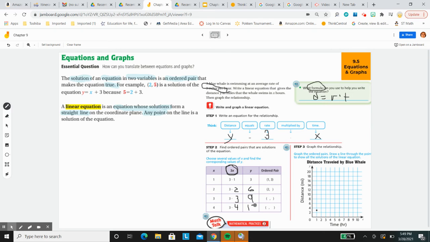Okay. Now I'm going to take my x value and my y value. I've already applied my formula. I know what all my x's and my y's are, and I'm going to put them into my ordered pairs, just like we learned in the last lesson. So that's a 6. This is a 3. And this is a 9.